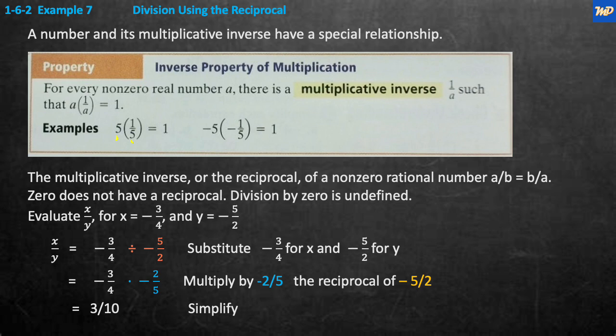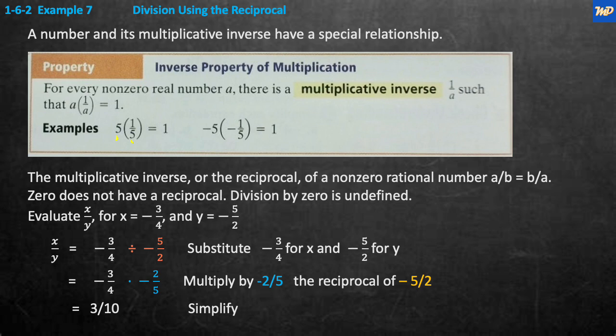Okay? The multiplicative inverse, or the reciprocal, of a non-zero rational number a divided by b is equal to b divided by a. All you do is flip them over. It's the multiplicative inverse, we call it, or the reciprocal. You say multiply or divide by the reciprocal, however you want to say the words. Okay, 0 does not have a reciprocal. Dividing by 0 is undefined. You can't flip it, because if you do, you end up dividing by 0, and that's undefined.